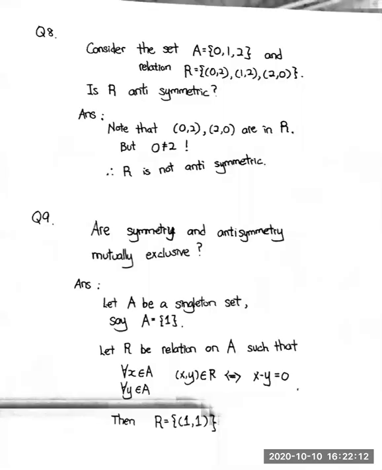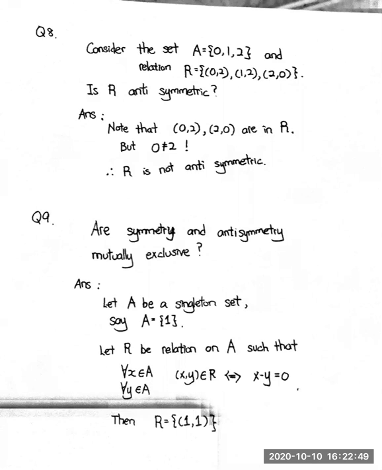Okay, now we are asked to find the set A consisting of elements 0, 1, and 2, and the relation R consisting of (0, 2), (1, 2), and (2, 0). Then we are asking, is R anti-symmetric? Here we can immediately see that it's no, because (0, 2) and (2, 0) are elements in R. However, 2 is not equal to 0. Therefore, R is not anti-symmetric.